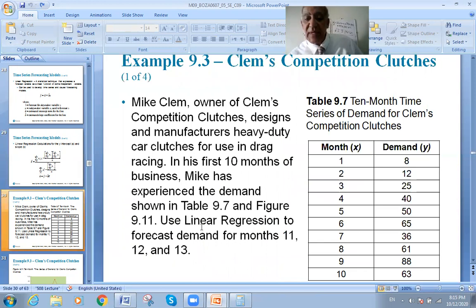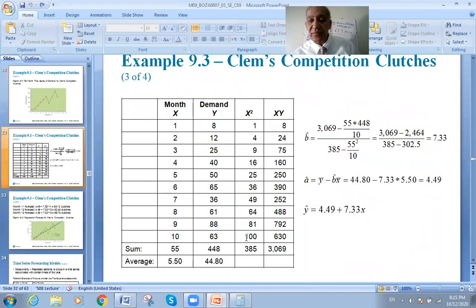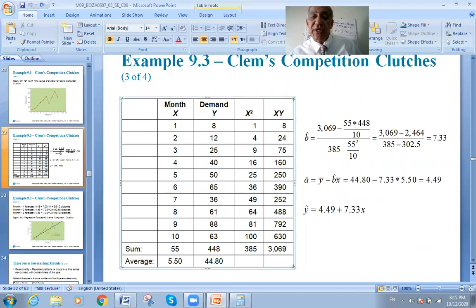Mike's claim. And what we are saying now is use linear regression to forecast demand for months 11 and 12 and 13, whatever. But use linear regression. So what you will do, the answer is, first of all, I will take month X and demand Y. Those are given in the example. You won't do anything. You will take them, copy and paste.